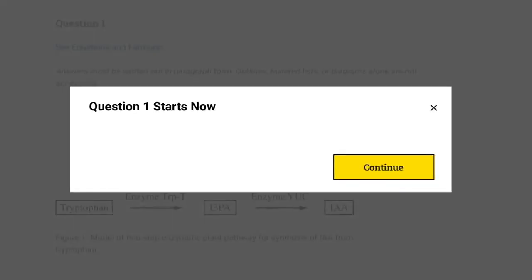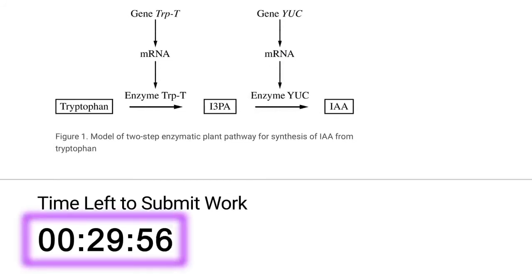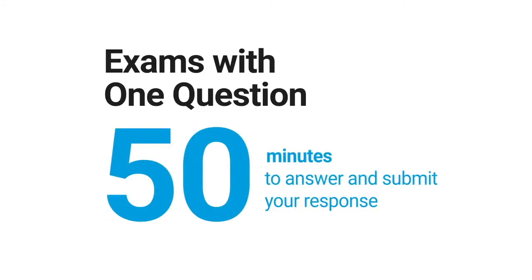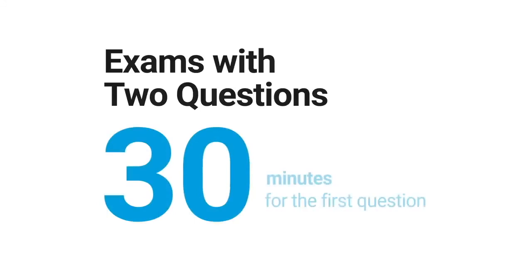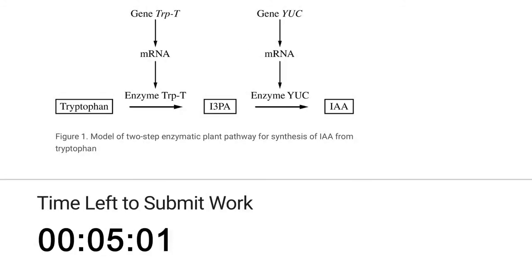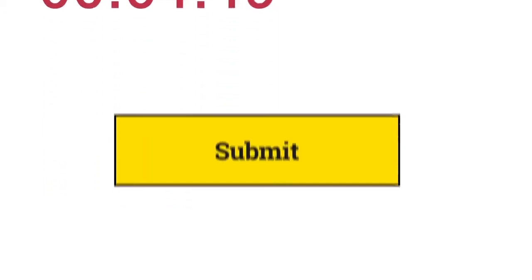And once it starts, the timer located at the bottom will count down how much time you have to read your question, craft your response, and submit it. If your exam has 1 question, you will have 50 minutes. If you have 2 questions, you will get 30 minutes for the first one and 20 minutes for the second one. If you are approved for extended time, it will be added automatically. The timer will turn red when you have 5 minutes left. That's when you should wrap up your work and start submitting your response. Once that timer hits 0, you will automatically be moved to the next question. This is important. You can get partial credit for a partial answer, but you will not get any credit if you submit nothing.